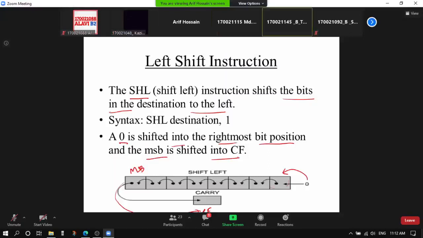Yes, sir. Very simple. What does the 1 signify in the command? The 1 means there will be one left shift. I mean, only once all these things will be shifted. Okay, we'll see the example, don't worry.